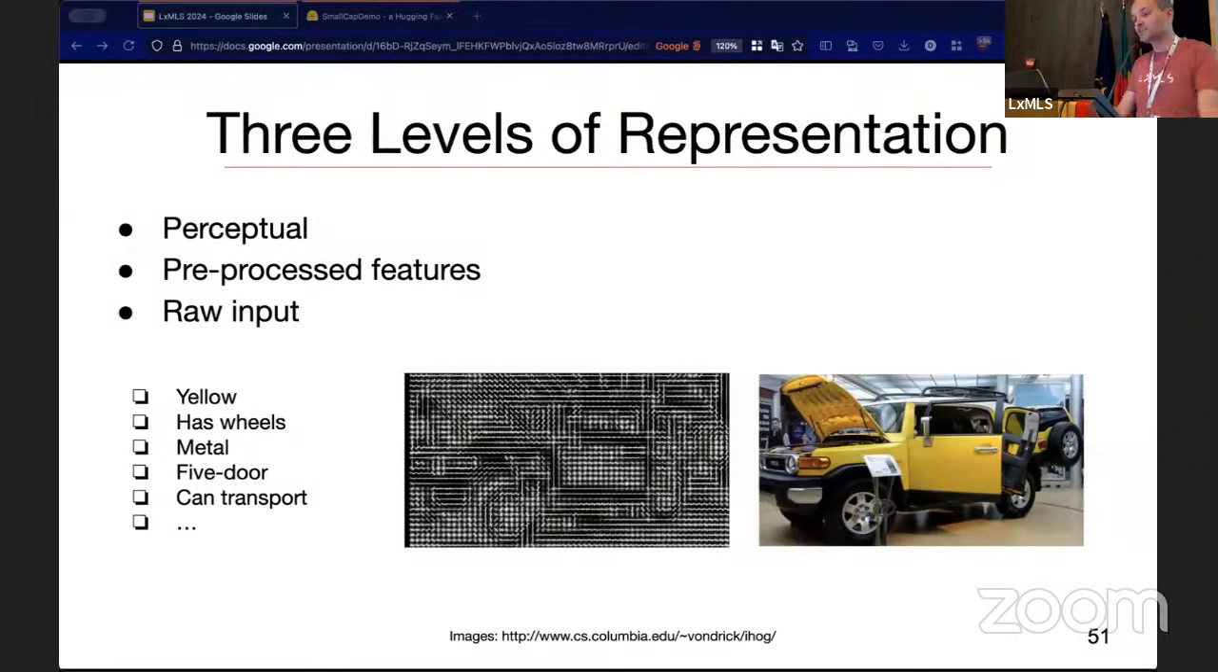Basically, there are 3 levels of representation. There's the perceptual representation, pre-processed features, and raw inputs. And I'm showing some examples here. On the left-hand side, we have these perceptual representations. The cool histogram of oriented gradients in the middle, this is a representation of the image on the right-hand side. Maybe those of you at the back can make out the wheels on the vehicle.